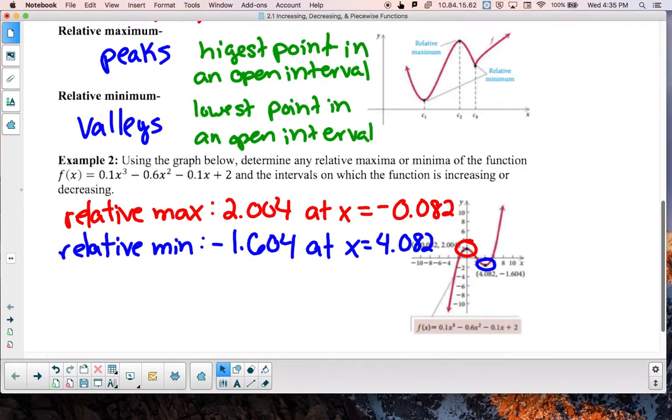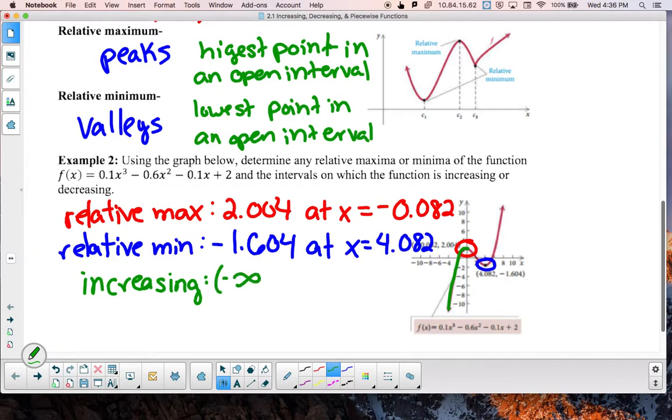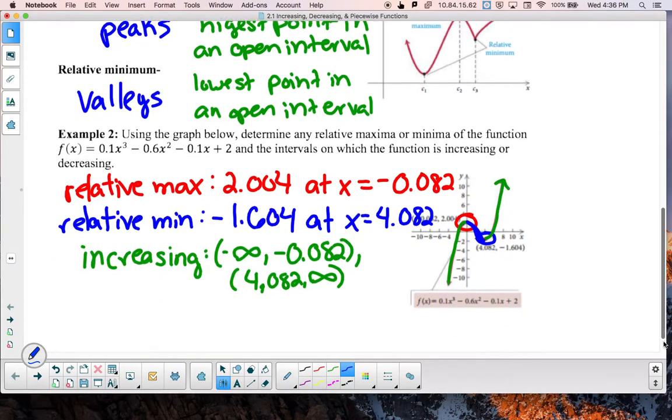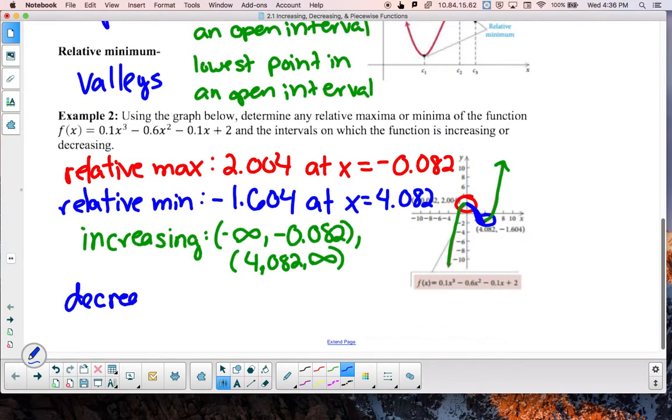For our interval for increasing, we can see that it's increasing as it's coming up, but then at that relative max it starts to decrease. So for our increasing, it's going to go from negative infinity up to the x value at the relative max, which is negative 0.082. We also notice that it increases from our relative minimum and on, so that would be from 4.082 to infinity. The section in between our relative max and min is decreasing, so we put that it's decreasing from negative 0.082 to 4.082.